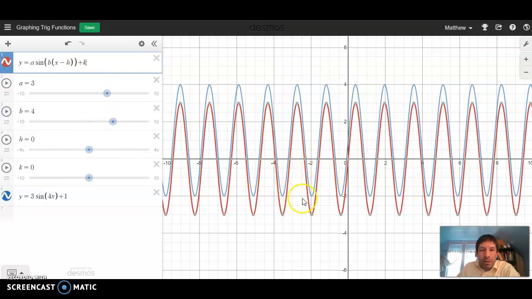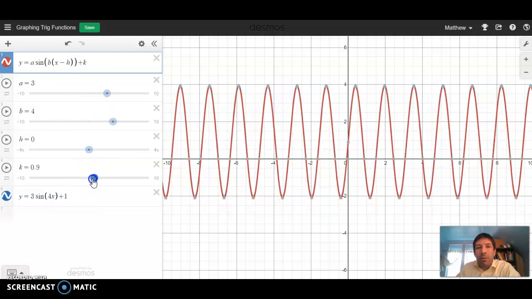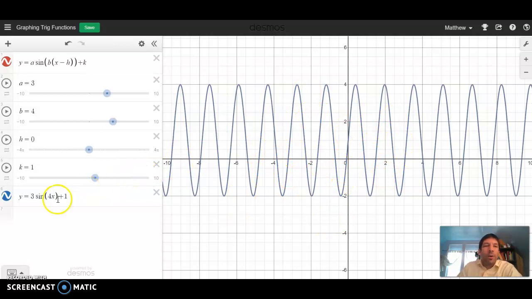Okay? And we can see it's pretty lined up here now, but there's one more piece of information, this plus 1 at the end. That's our k value. So let's take that k value and move that up 1, and now we can see they line up one on top of the other. Okay, so maybe playing with these sliders a little bit will help you see what's happening when we adjust those different things in the equation.